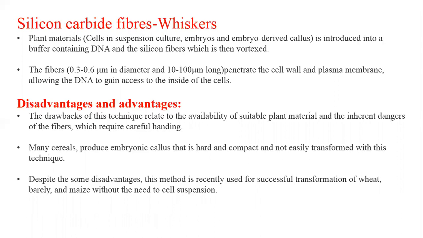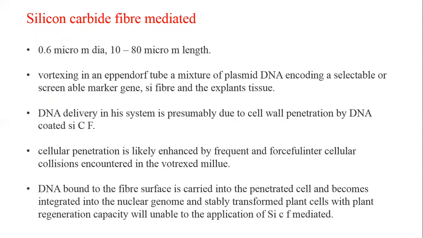Despite some disadvantages, this method is also used for the successful transformation of wheat, barley, and maize without need of cell suspension. The silicon carbide fibers are around 0.6 micrometer in diameter and 10 to 80 micrometer in length, and for the vortexing in an Eppendorf tube, a mixture of plasmid DNA encoding the selectable or screenable marker gene is used for this type of technique.